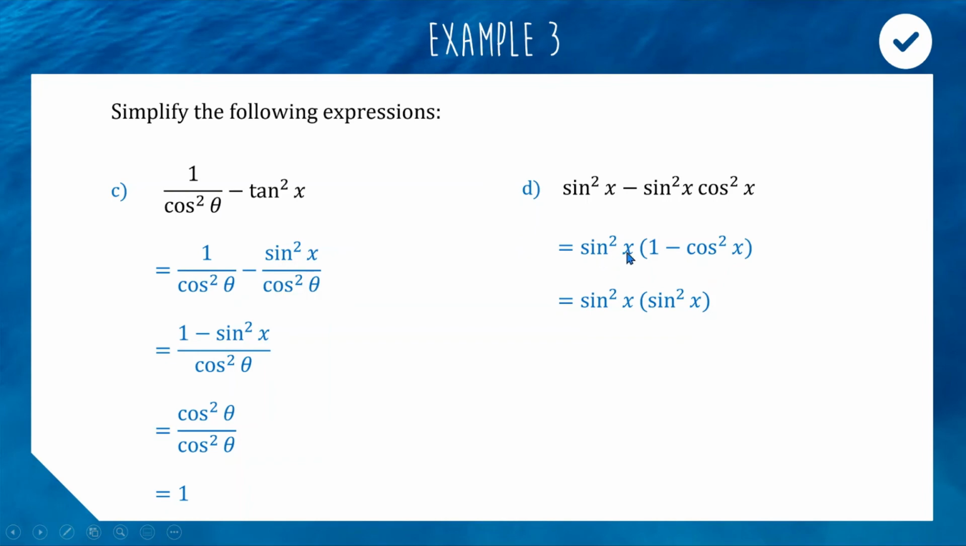So we have sine squared x multiplied by sine squared x. So we end up with sine to the power of 4x. Okay, the reason this is simplified is because we've gone from 2 terms to 1 term. Even though the power is higher, it is a little bit nicer and tidier.